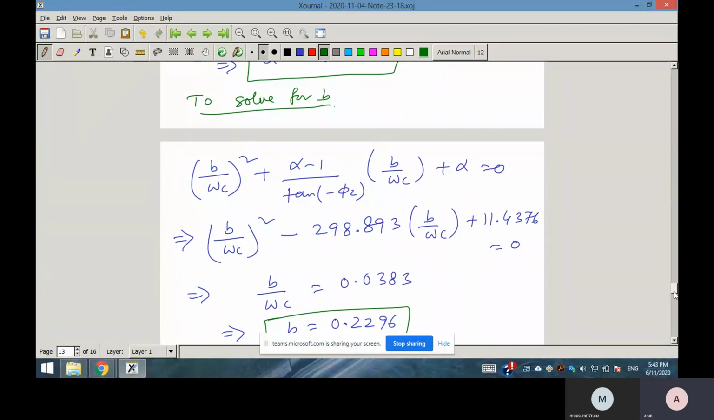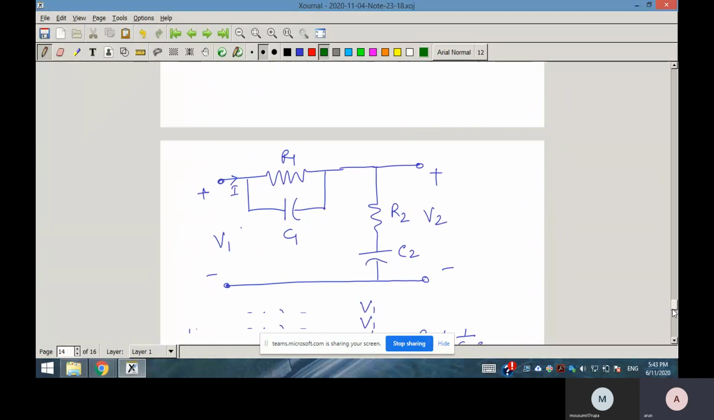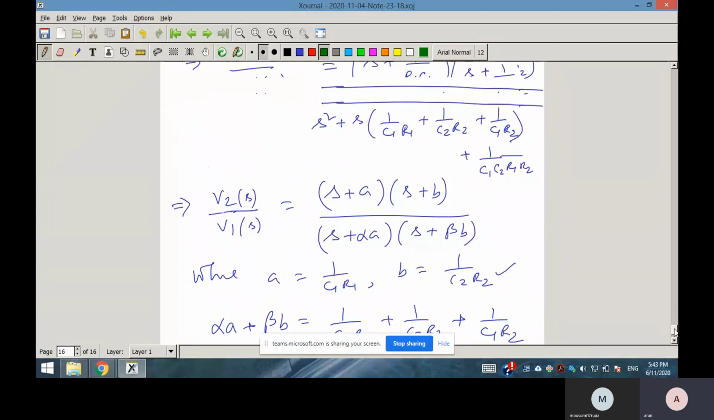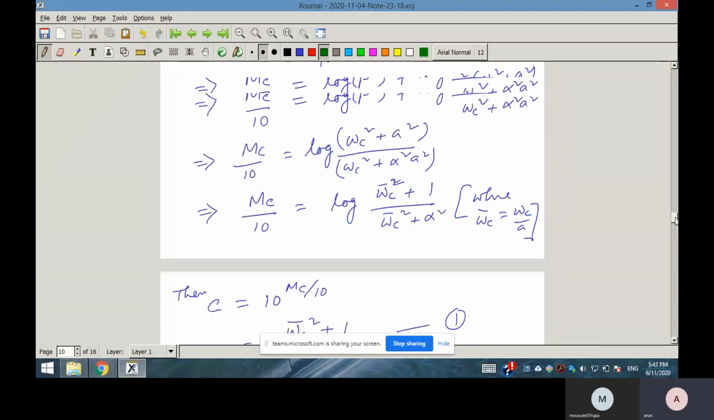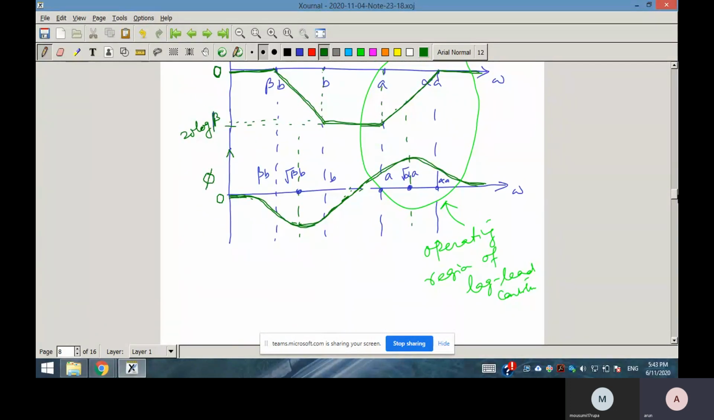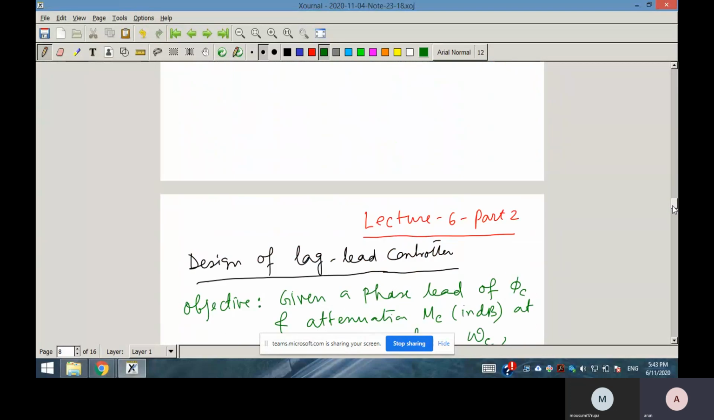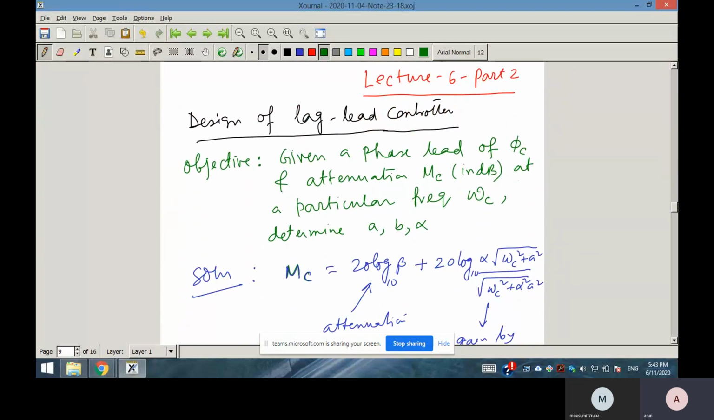So lag controller, lead controller, lag lead controller design objective is the same. That means three specifications we have to meet. One is the steady state error specification, phase margin, and some gain crossover frequency. The steady state requirement will be met by the servo gain part, that is K, and the phase margin and gain crossover frequency part will be met by the normalized controller part.